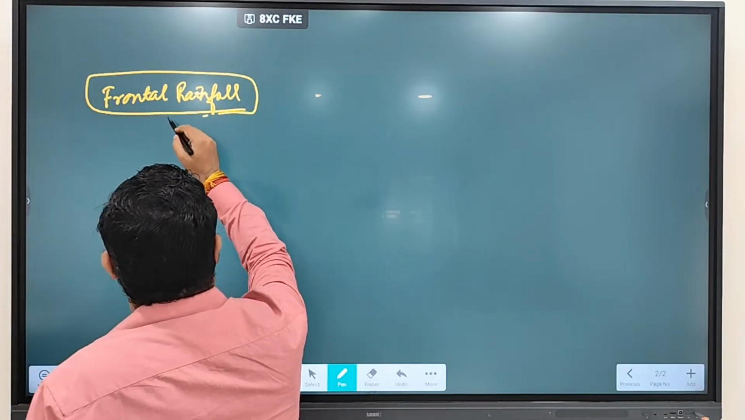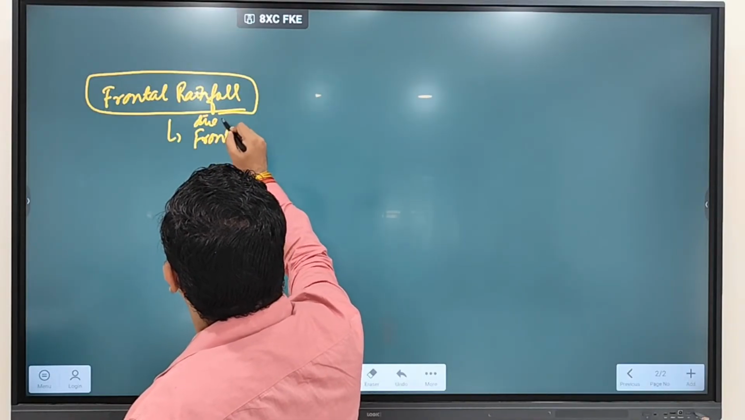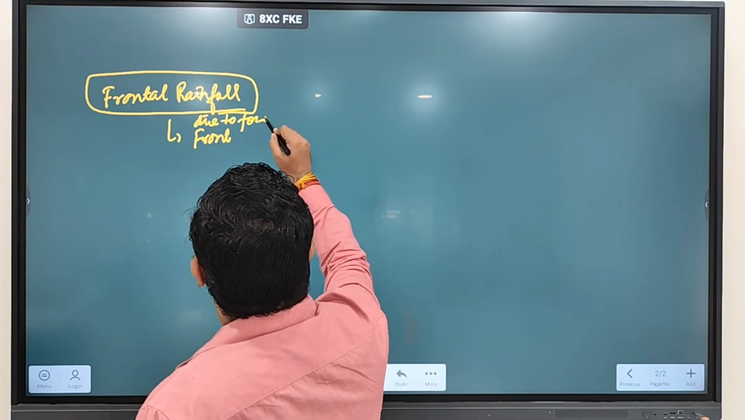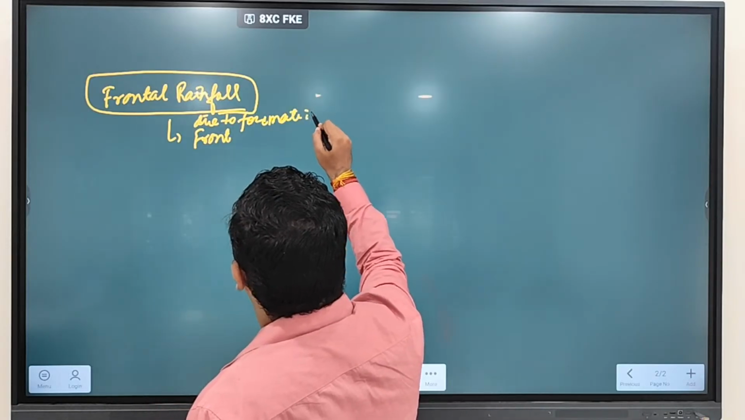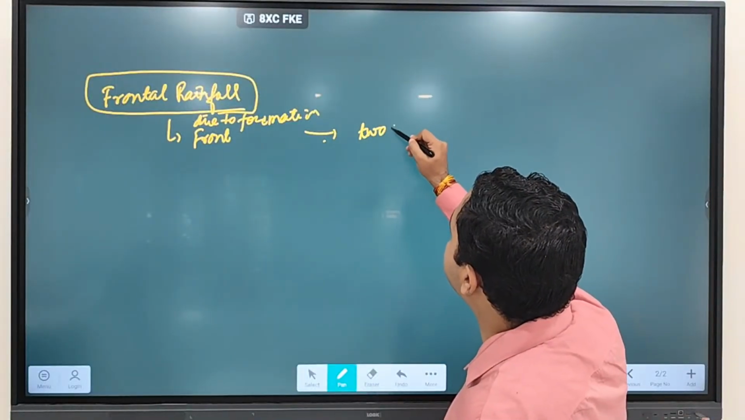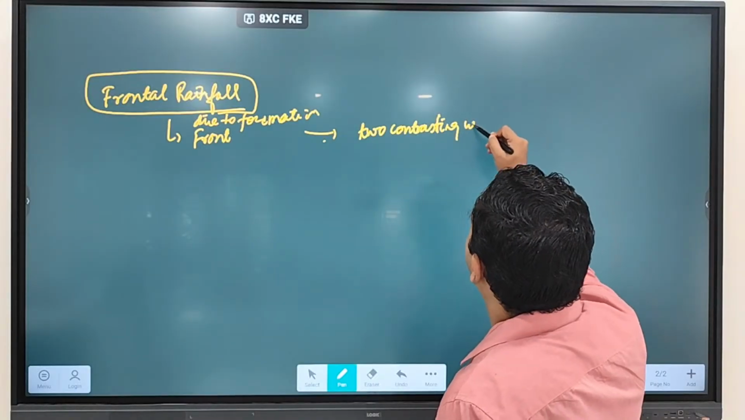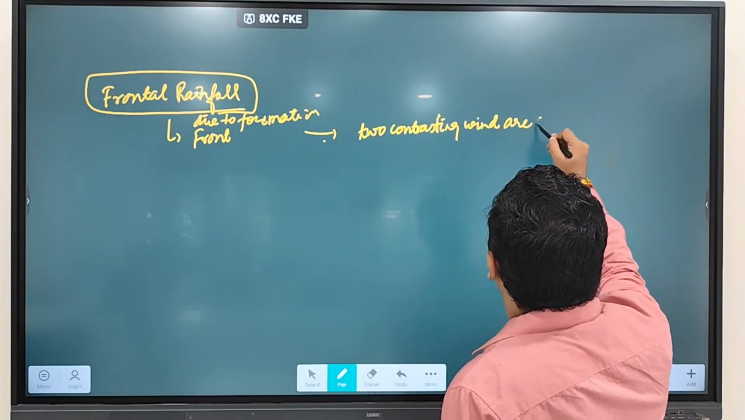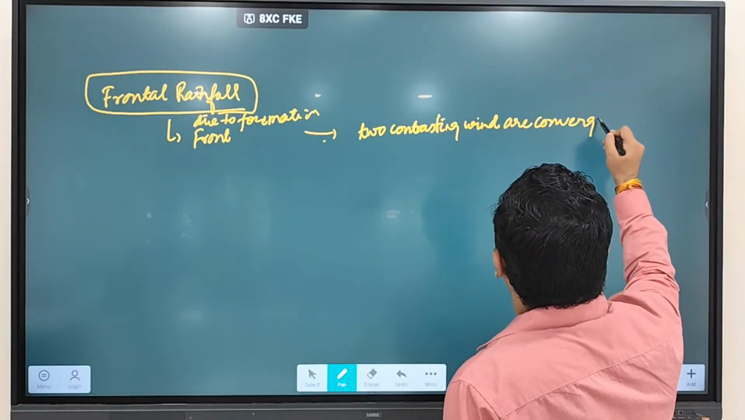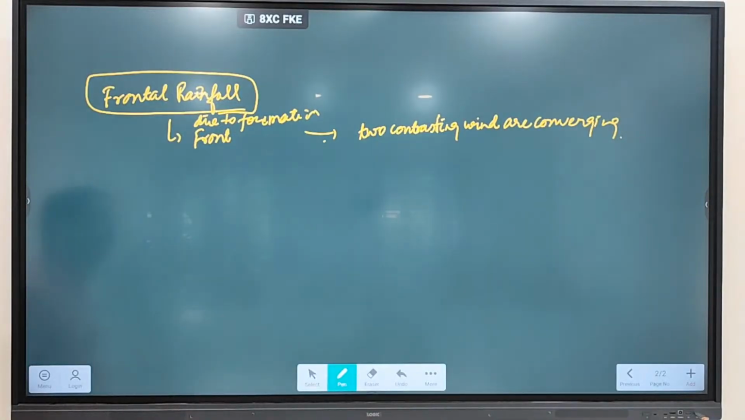Frontal rainfall. So frontal rainfall is occurring due to formation of fronts, and this front is formed when two contrasting winds are converging. Fine. So what is frontal rainfall? This rainfall occurs due to formation of fronts, and this front will be formed when two contrasting winds are converging.